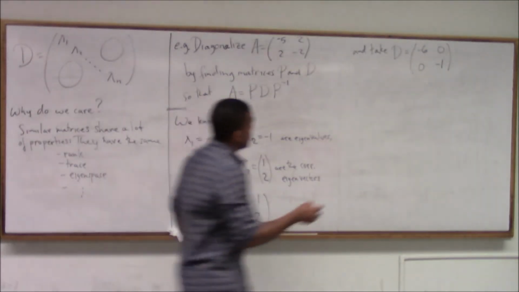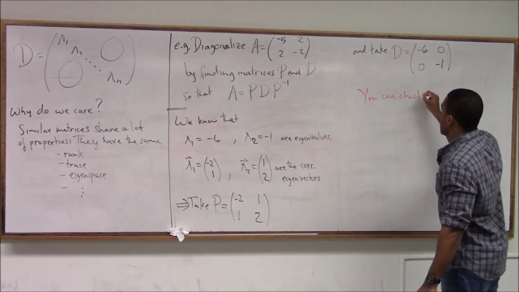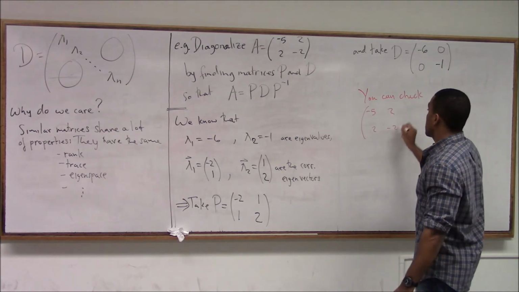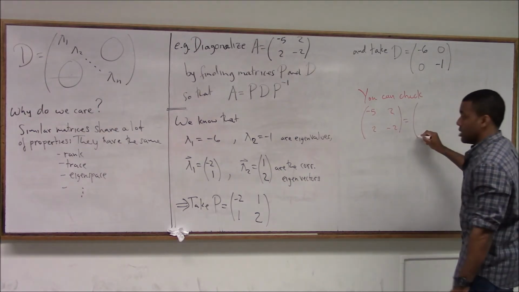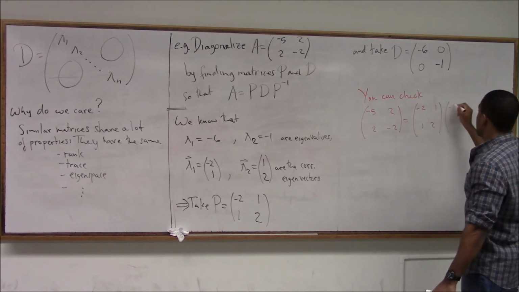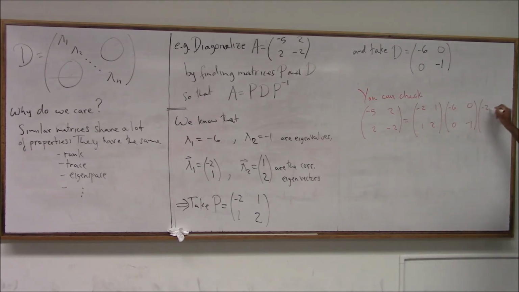And you can check. You will be able to write this matrix as [-2, 1; 1, 2] times [-6, 0; 0, -1] times [-2, 1; 1, 2] inverse. You can actually do that, and you'll see that is true.